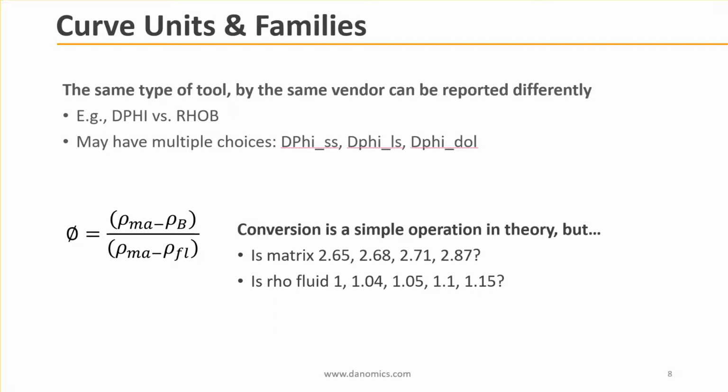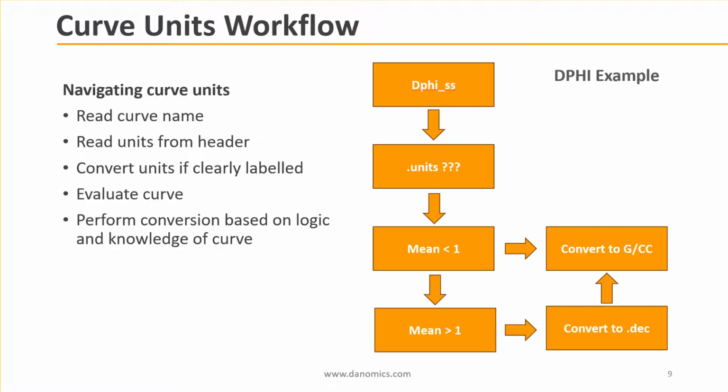In theory, it's a simple operation to convert this back, but there are some potential unknowns. What was that matrix reference? What's the fluid density that they used when they calculated this? So there are some subtle issues there that can affect your outcome.